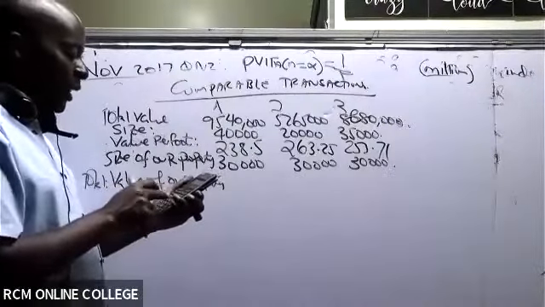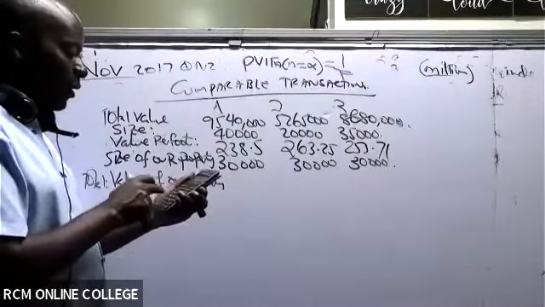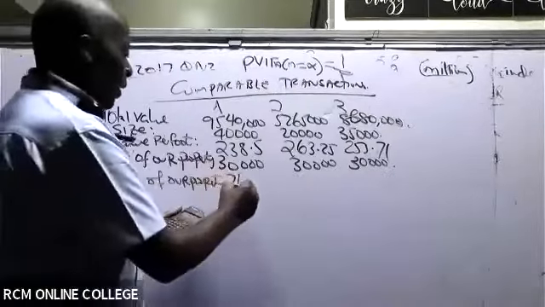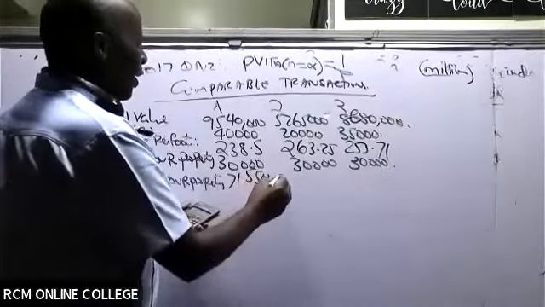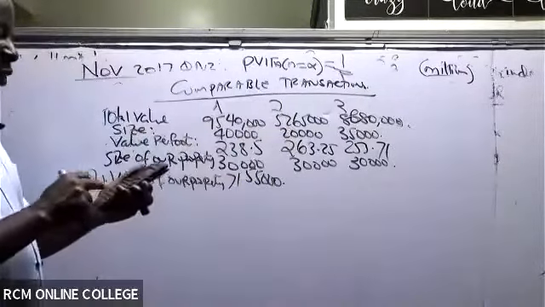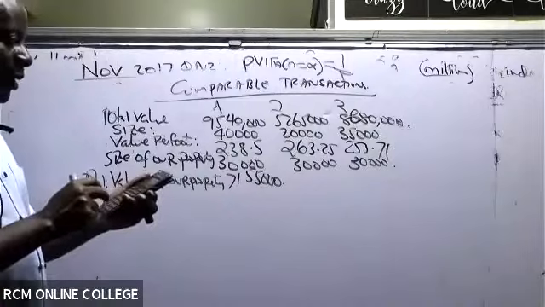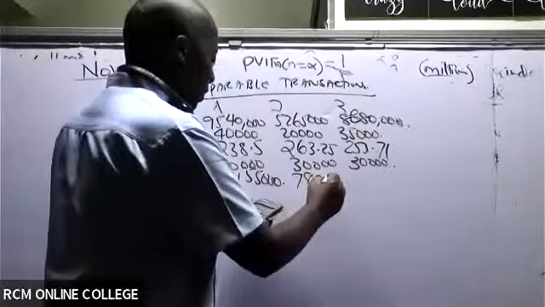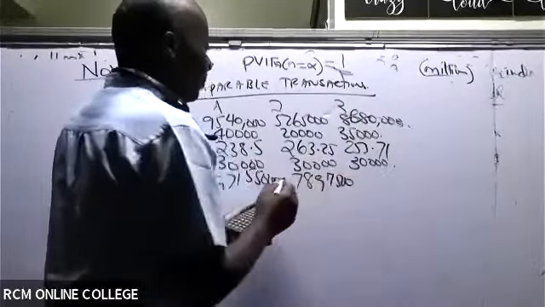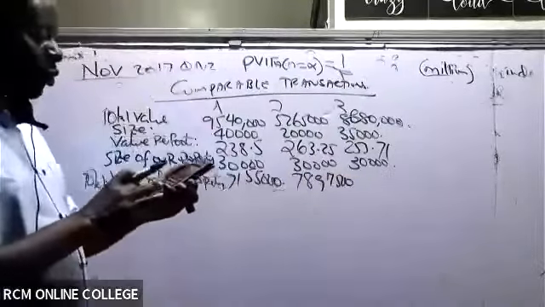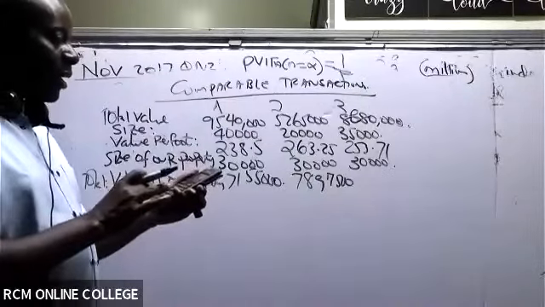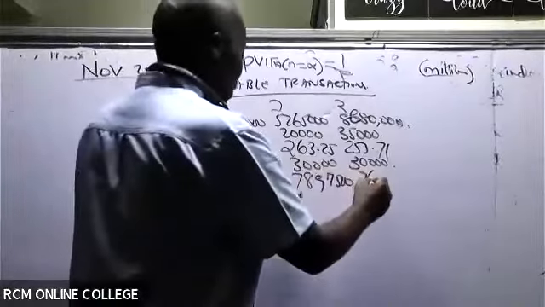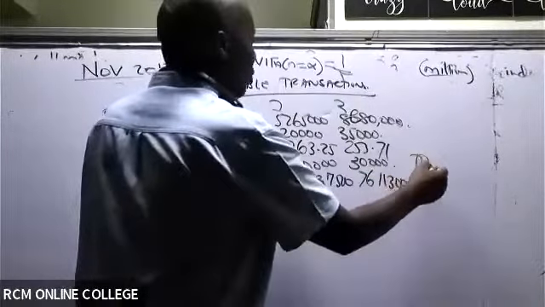It will be 238.5 times 30,000, which gives me 7,155,000. If I go by property 2 standards, it will be 263.25 times 30,000, which will end up giving me 7,897,500. If I go by the standards of property 3, it will be 253.71 times 30,000, which will end up giving me 7,611,300.